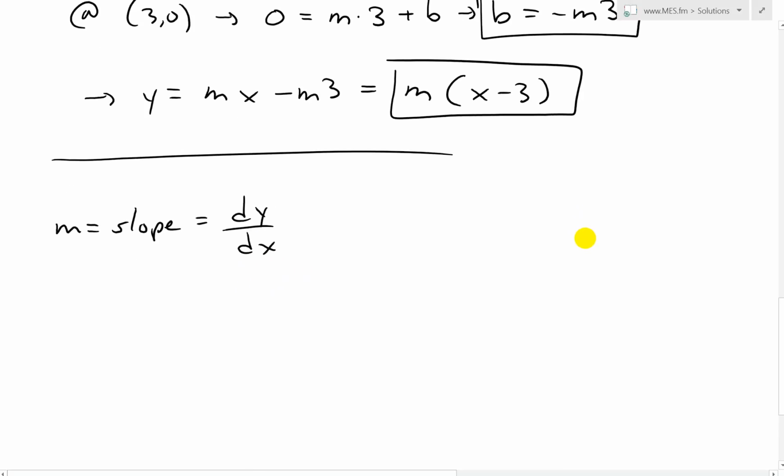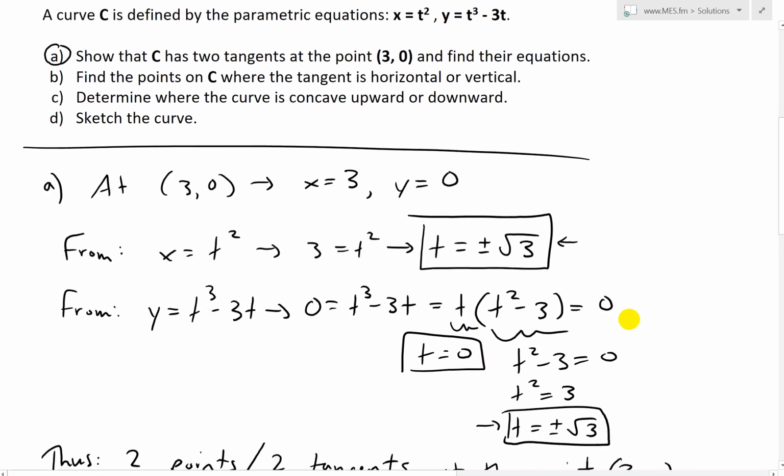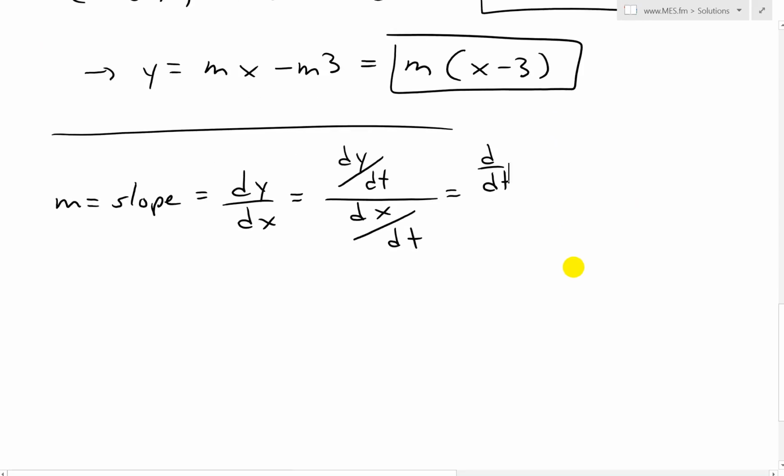And recall from my earlier video that for a parametric equation, this is just dy over dt over dx over dt. You can see my last video, I'll put the video link below, for the proof of this. So this is going to be equal to the derivative of the parametric equation for the y variable, which is t cubed minus 3t, and the x is t squared. So this just means d over dt of t cubed minus 3t over d over dt of t squared.